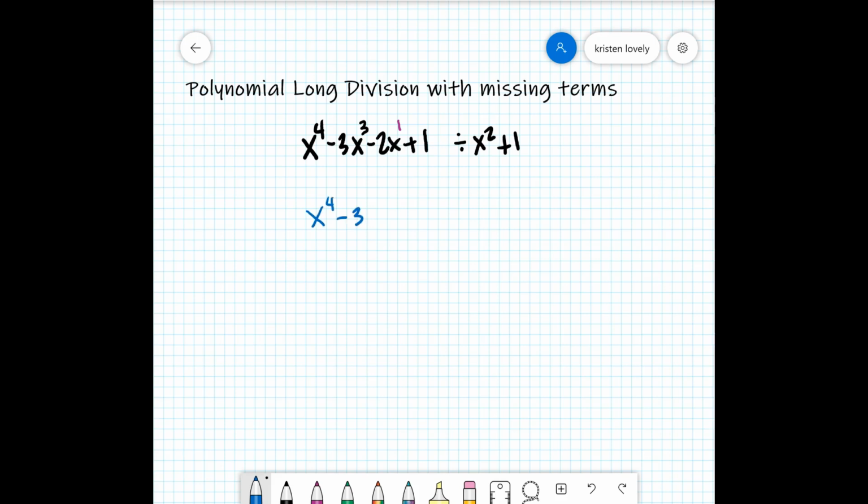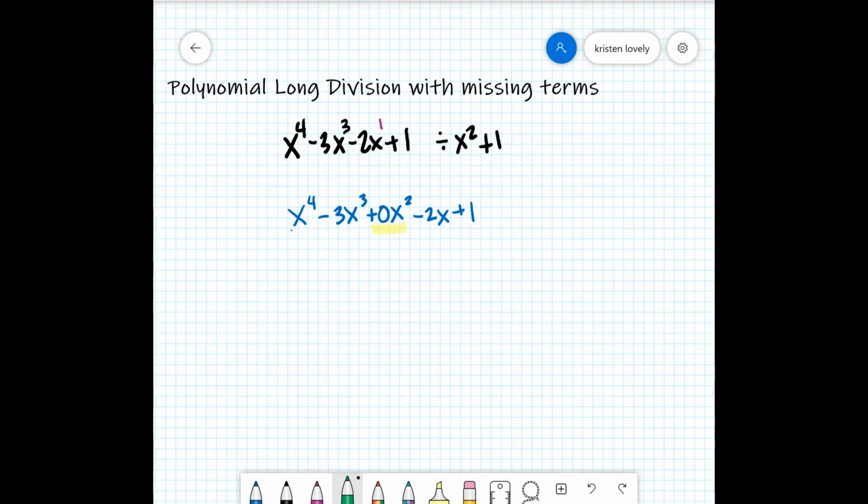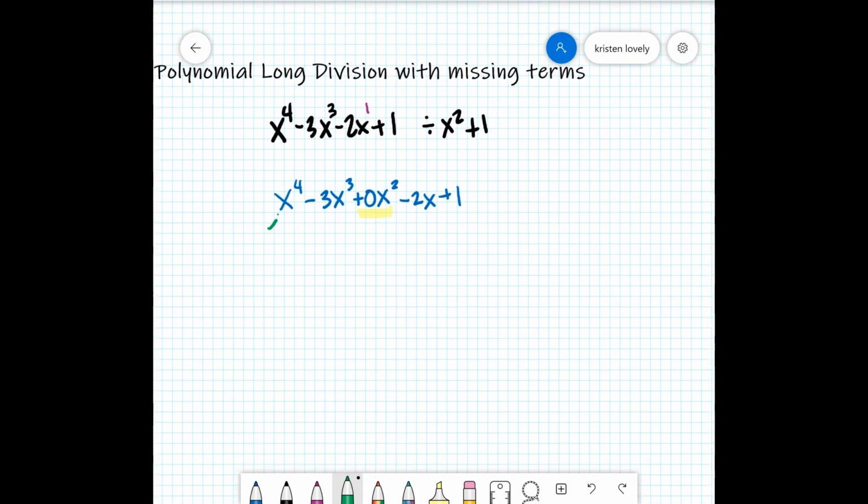by including all of them. So I have my x to the fourth, there's my x to the third. I don't have a term x squared, so I'm going to rewrite that as 0x squared. There's my x to the first, and there's plus 1. Notice this term, I added in just to account for that missing term. If you do not do that, you will notice something when you are doing your long division.